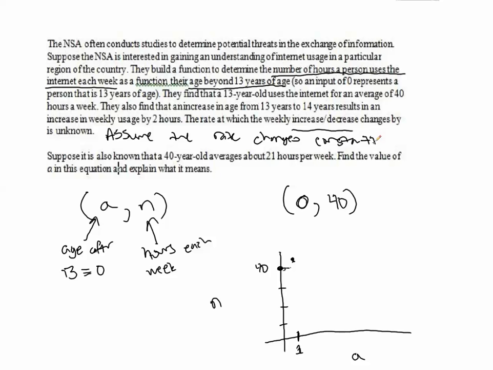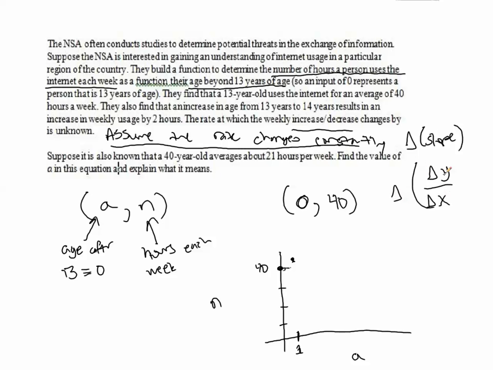Okay, well, what kind of function do we know that has the rate changing constantly? I would say that this means that the change in the slope is constant. And how do we represent the slope? Well, the slope is the change in the output divided by the change in the input. And if the change in the slope is constant, that means the function is quadratic.